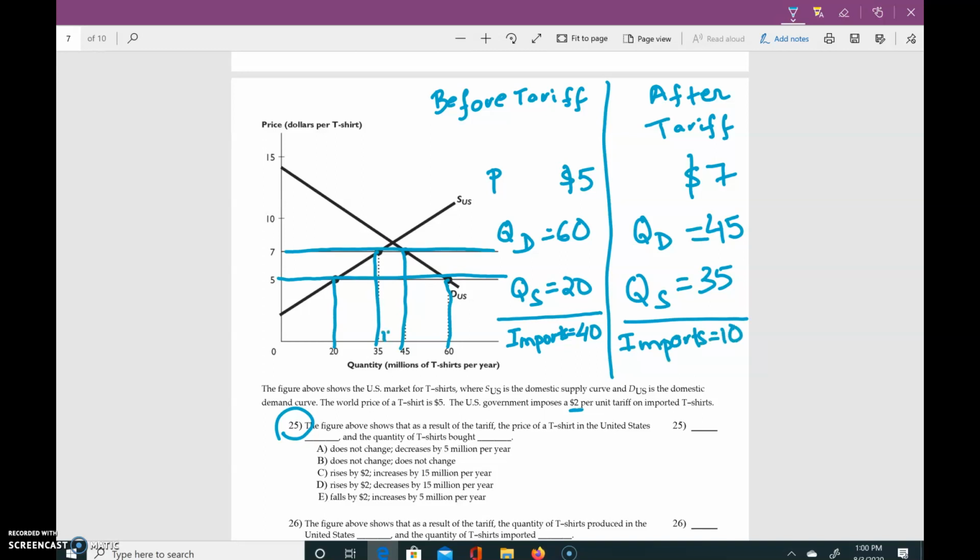So this is my new imports here, and this was my initial imports before a tariff was imposed. So my imports went down by 30 units. And another thing which I need to notice here, there is a tariff revenue, which is this small rectangle. The tariff revenue is calculated as the amount of tariff times the imports, which is equal to 20.